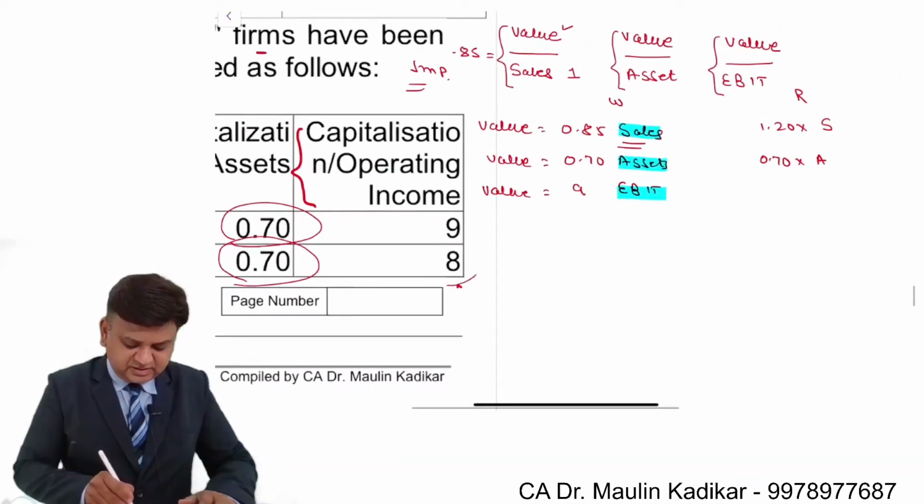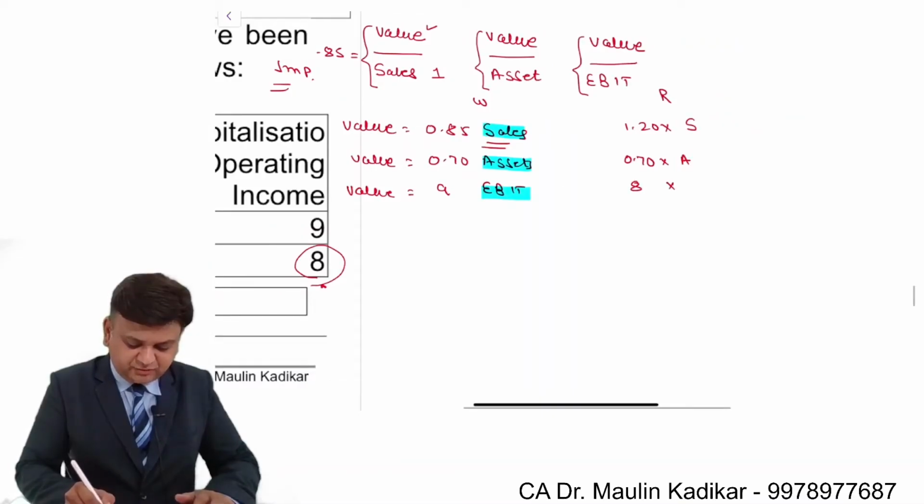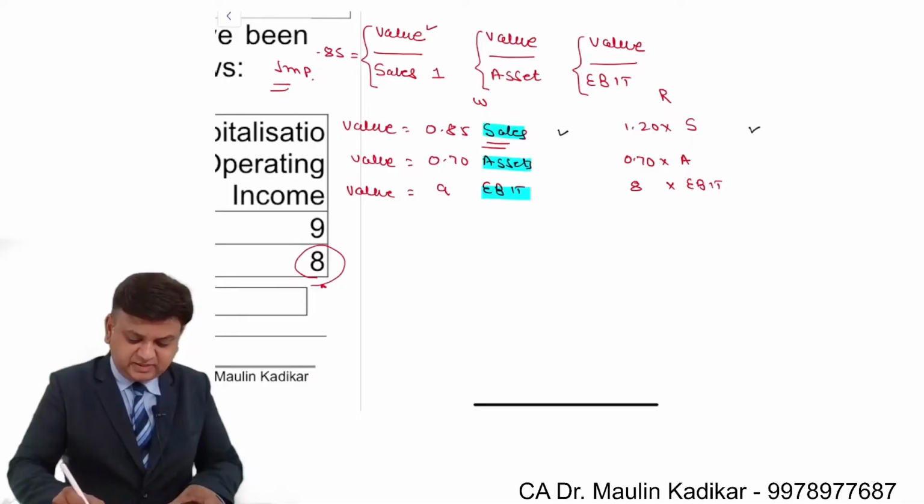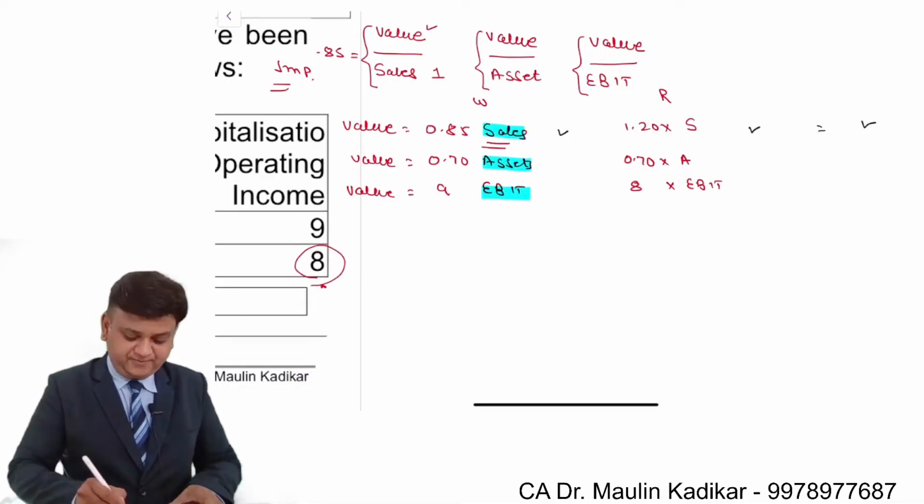70% of assets, and this is 8 times of the operating income. तो हम लोग क्या करेंगे, ये wholesale segment का value, retail segment का value. So this is the total value of the company. Wholesale segment का value, retail segment का value. This is the total value.